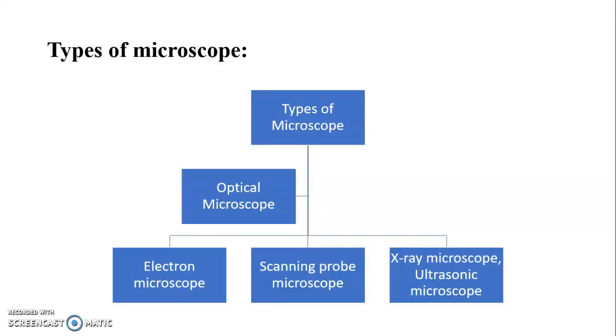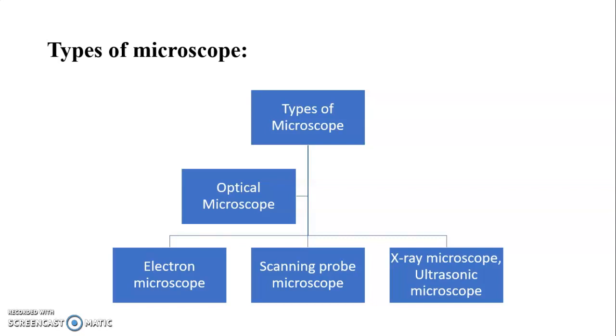So next, there are different types of microscope. Optical microscope is there, electron microscope, then scanning probe microscope, and next the X-ray microscope, or we can say ultrasonic microscope. So one by one we will see. The optical microscope. The main principle of the optical microscope is to pass light through or onto the surface of the specimen and examine it under magnification. The main components of optical microscopes are objective lens, eyepiece, condenser, and light source.